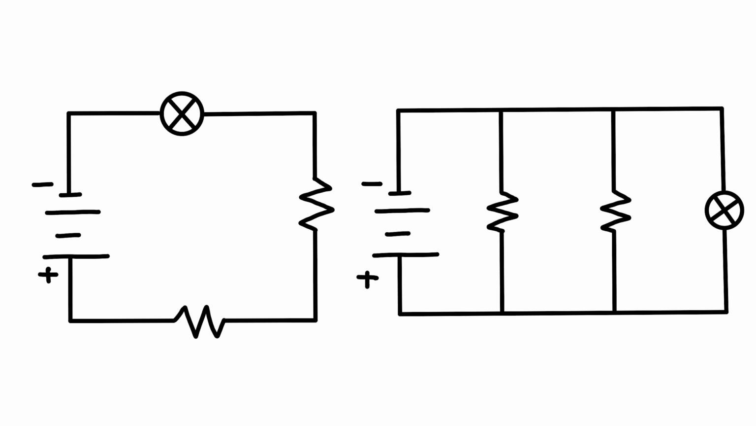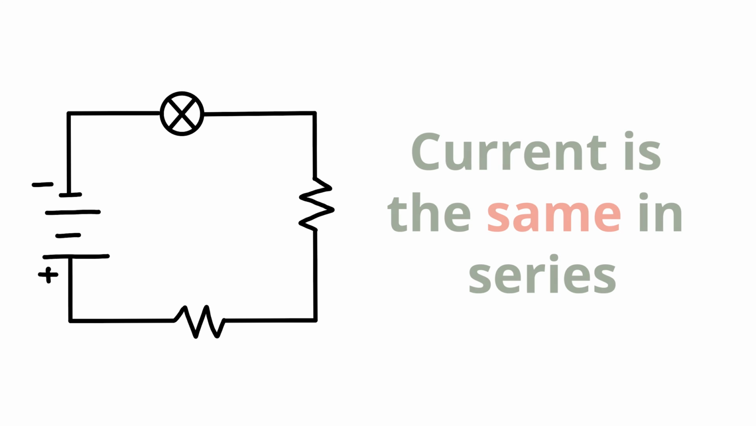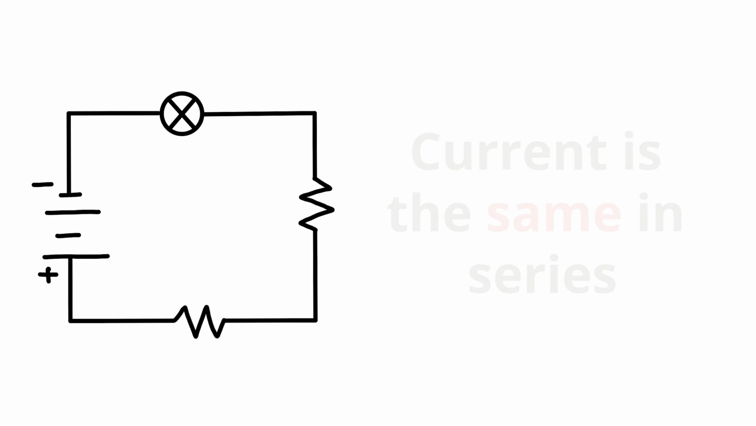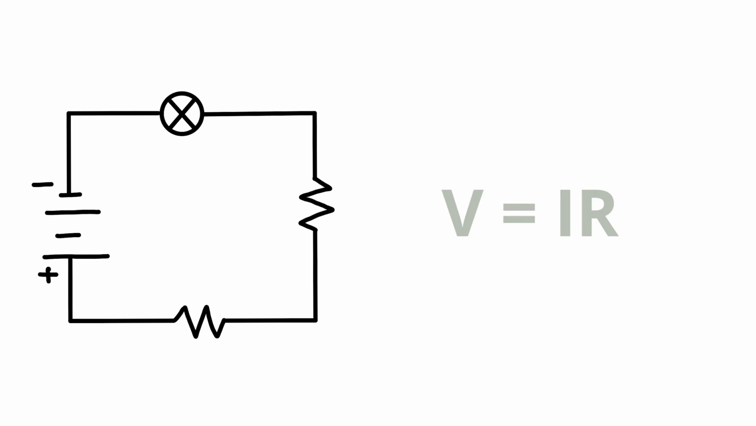While we will only explore how to apply Ohm's law to a series circuit in this lesson, we can also apply it to a circuit in parallel. In a series circuit, the current is the same across the entire circuit, and thus the voltage drop across each light bulb is directly proportional to that bulb's resistance. We can mathematically see this when we rearrange Ohm's law to be V is equal to IR.